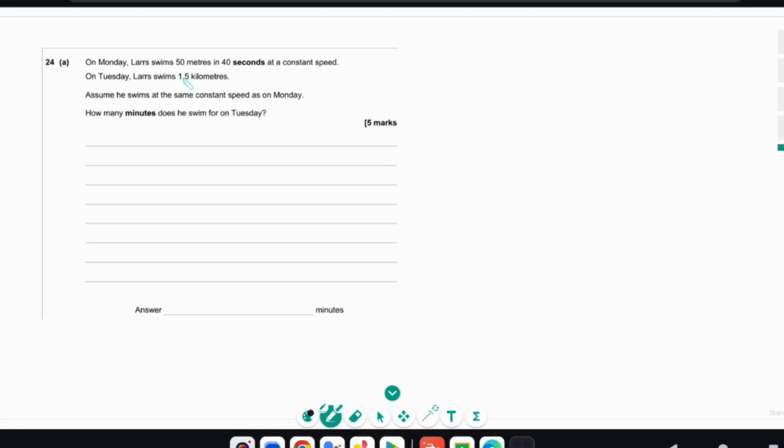Well, first of all, hopefully you've noticed we've got inconsistent units here. So I'm just going to get them consistent first. I'm going to get them both into metres. 1 kilometre is 1,000 metres. So 1.5 times 1,000 will give us our distance in metres. 1,500.